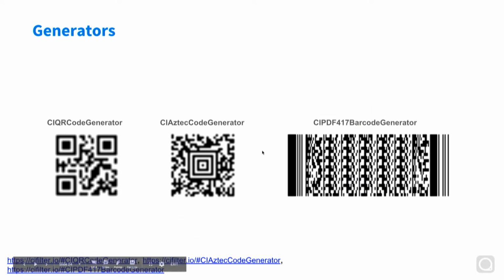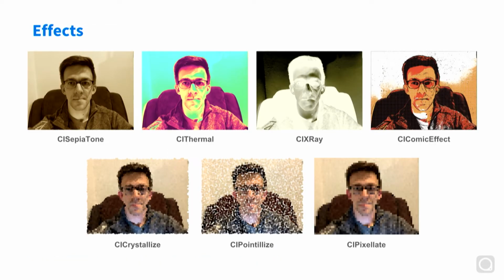Another interesting thing that CoreImage has is generators. If you want to generate a data code, QR code, Aztec code, PDF417 barcode, you can do that. These are not the only ones, there are also other generators for different data codes in CoreImage. This is pretty cool, if you want to encode something and do a QR code, which is fairly common. There's also effects, so if you want to relive your 2007 Photo Booth days, you can use sepia tone, thermal, CIXRay, CIComicEffect, etc., to apply effects to images. These are examples of filters that don't take any parameters except for one image, and they just output a stylized image. So that's pretty cool.